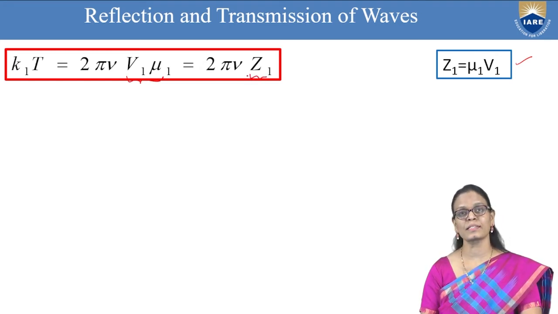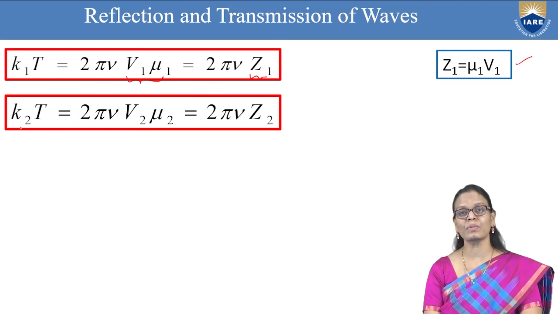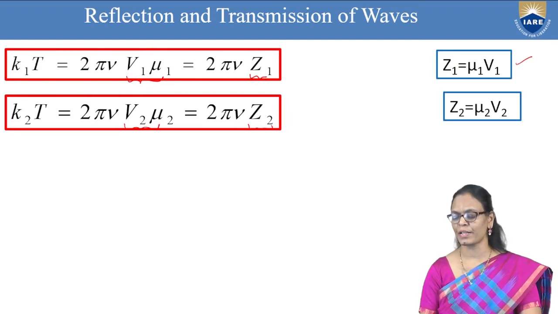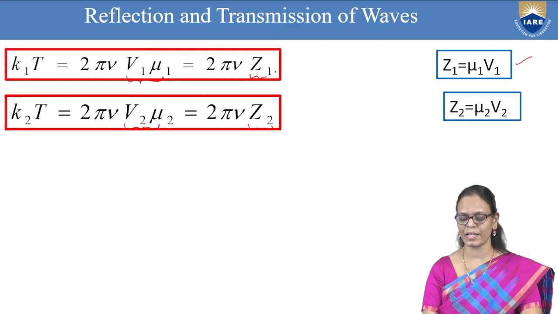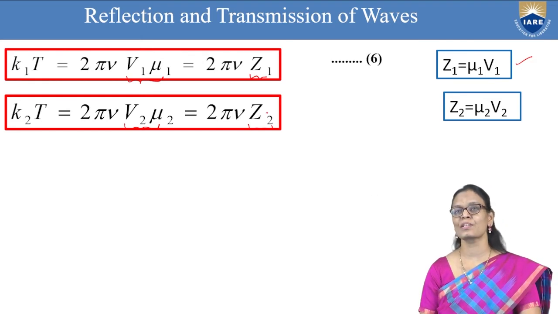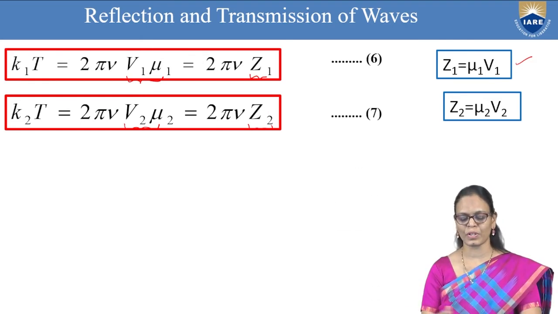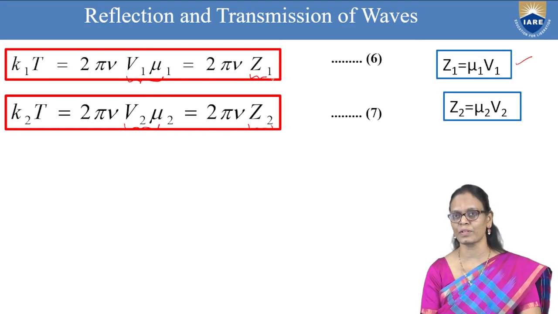Okay. Now what is K2t? K2t will be on similar lines 2 pi nu V2 mu2. And for V2 mu2 we are going to substitute Z2, because Z2 here is the impedance of the transmitted wave. So Z2 is equal to mu2 V2. So for mu2 V2 we have substituted Z2. We will consider these two equations as equation 6 and equation 7. So K1t is equal to 2 pi nu Z1, and K2t is equal to 2 pi nu Z2.